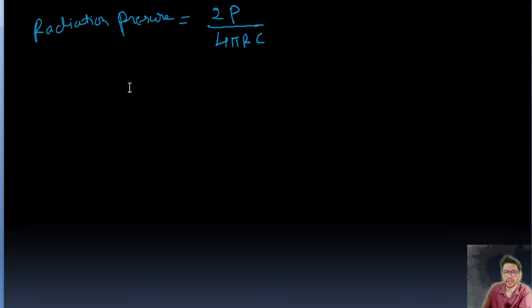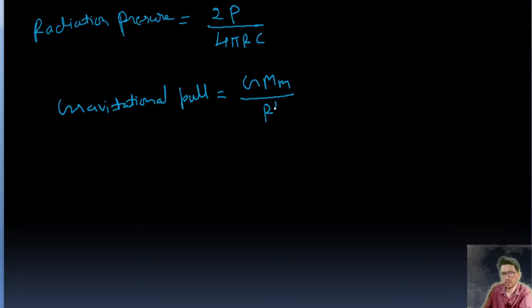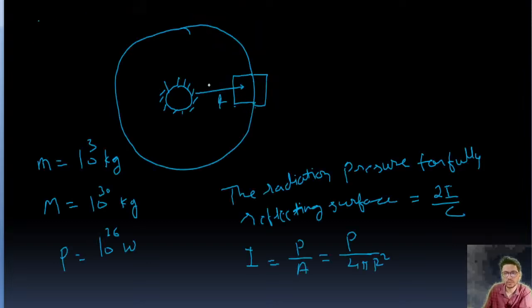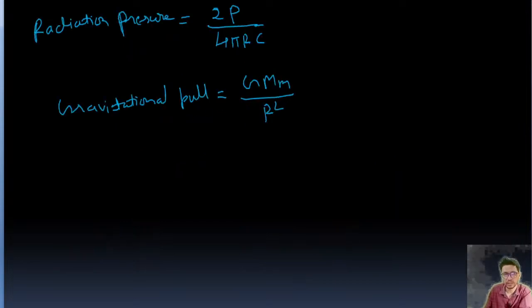Now the gravitational pull by that sun. The gravitational force formula we know: G M m upon r squared, where m is the mass of the spacecraft and M is the mass of the sun, and r is the distance between them. So this is the gravitational force formula.